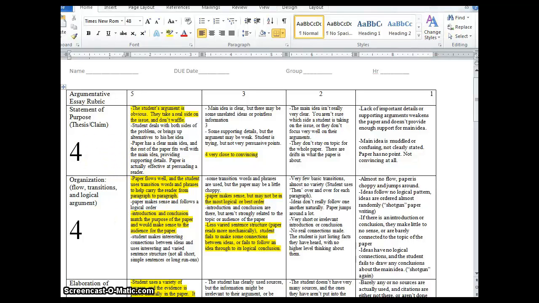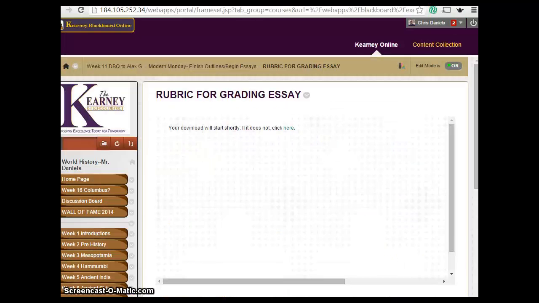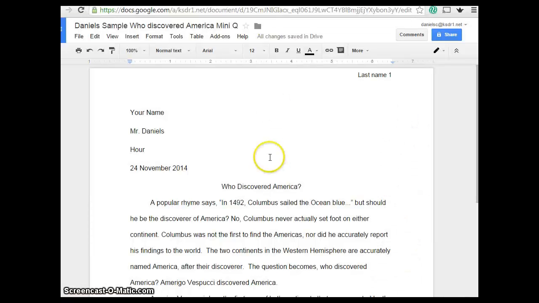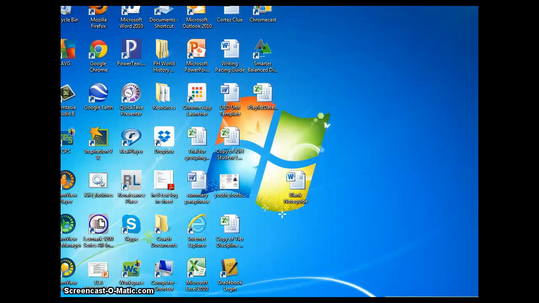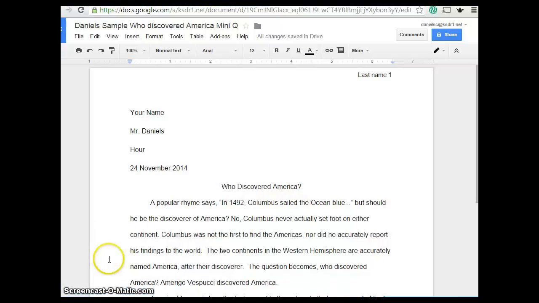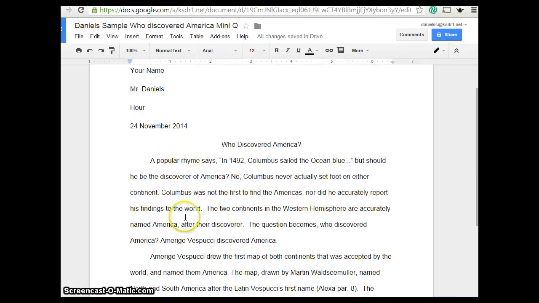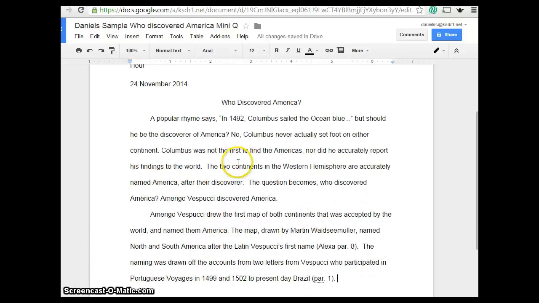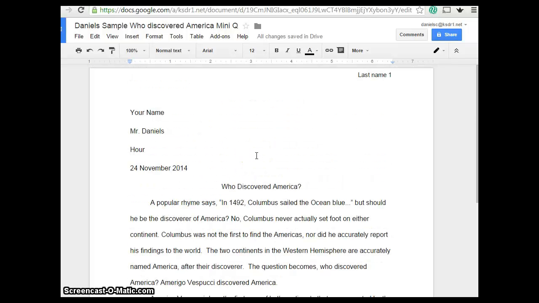Now, when you're looking at the papers themselves, let me go ahead and get a sample paper up here. What you want to do is make sure that it's formatted correctly. It needs the last name. It needs your name, your teacher's name, your hour, 24 November 2014. Who discovered America? It needs to be double spaced, Times New Roman. And any quotations need to be correctly formatted. As you read through it, it should be nice and smooth. And it should be a simple process.